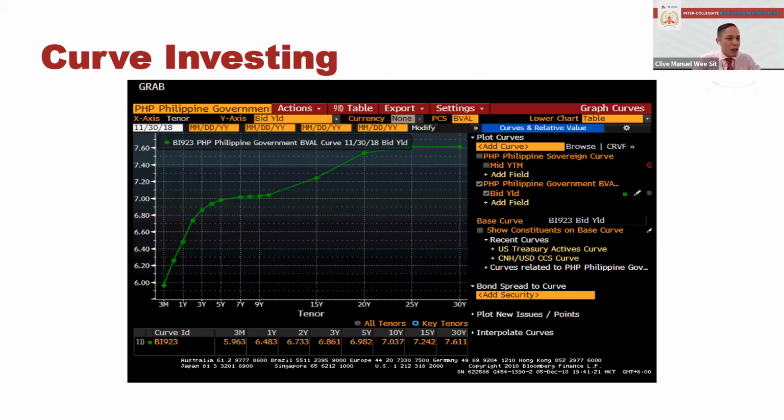Can you see my arrow? Nakikita niyo ba yung arrow ko? Hindi. Ayan. Wait lang. Oh, shucks. Wait lang guys. I can't get my arrow to work.